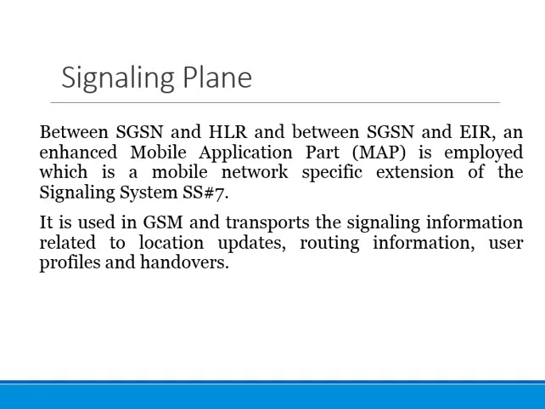Signaling plane. Between the SGSN and the HLR and between the GGSN and EIR, an enhanced mobile application part called MAP is employed, which is a mobile network specific extension of the signaling system. It is used in the GSM and transports the signaling information related to location updates, routing information, user profiles and handovers. So basically the signaling plane holds data regarding the routing information, the user's profile and the handovers that take place.